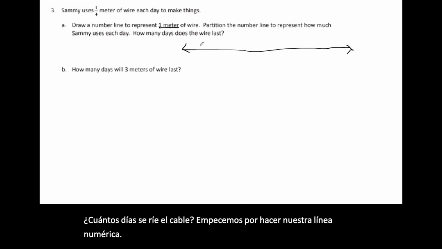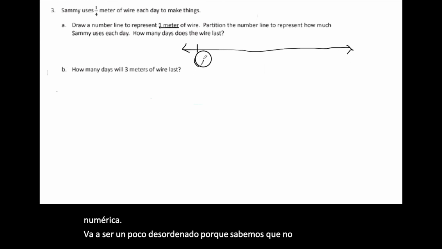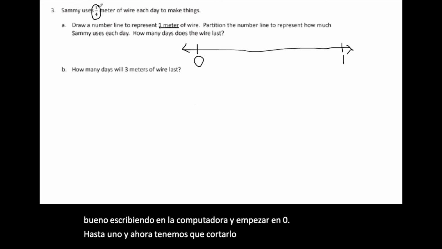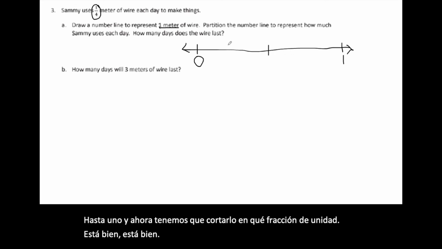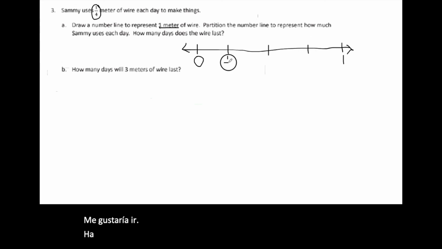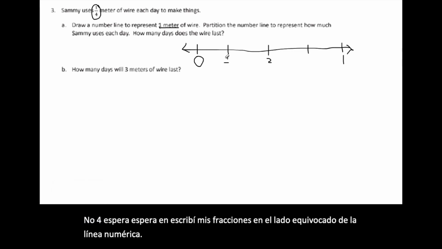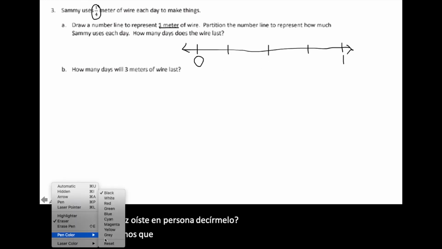Mine's going to be a little messy because I'm not great at writing on the computer. I'm going to start at 0 up to 1, and now we need to cut it into what unit fraction? Oh, right, fourths. I always like to go half and then cut those in half. Great. Let's label it 1/4, 2/4. Oh, wait, hold on. I wrote my fractions on the wrong side of the number line. I wish you guys were here in person to tell me. So we got to remember our fractions go above the number line.